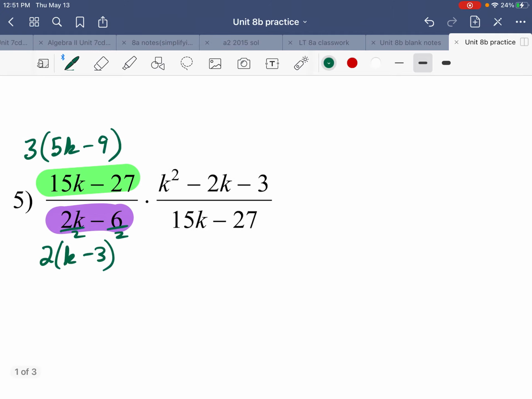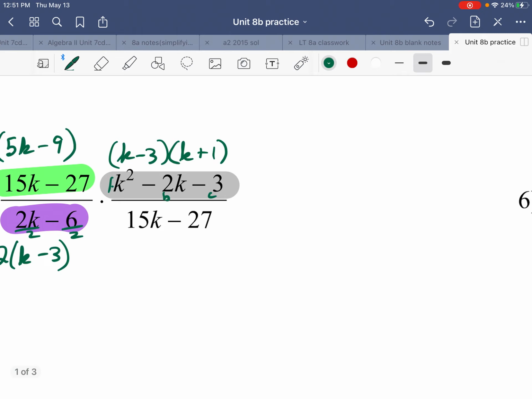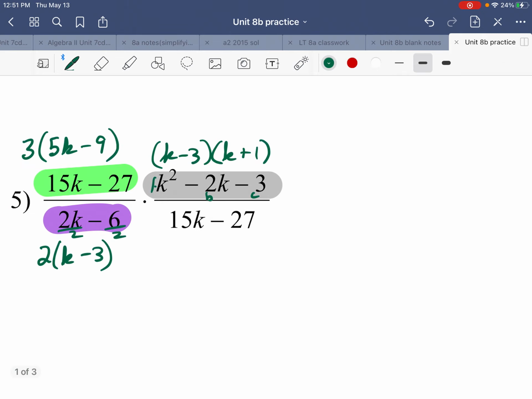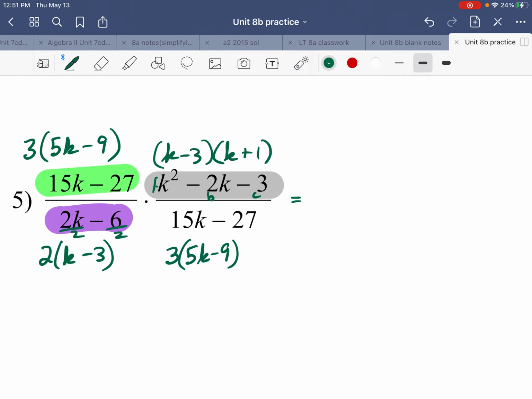Next, we have the k squared minus 2k minus 3. The a is 1, so it's what two numbers multiplied to c, the negative 3, that add up to b. And that would be negative 3 and positive 1. And to get k squared with binomials is k minus 3 and k plus 1. Lastly, we have, we could have just canceled those out right away, simplified them, but I didn't, so we'll just keep moving on. 15k minus 27, greatest common factor is 3. 5k minus 9.